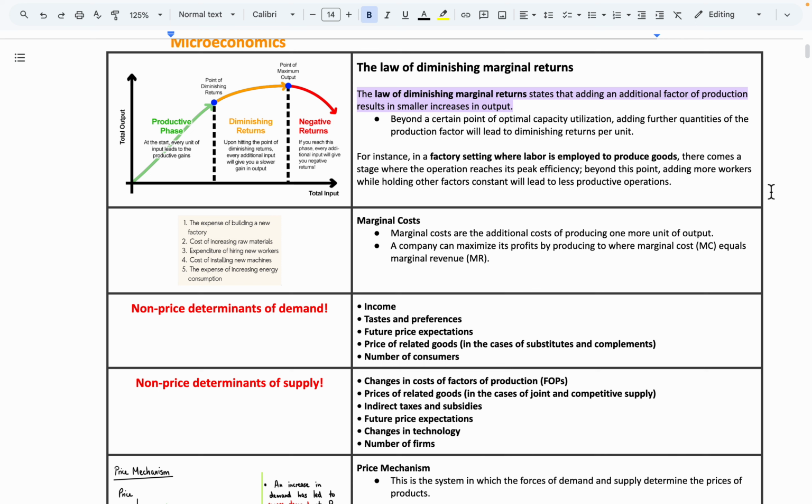Okay, so the first thing I was really confused about was the law of diminishing marginal returns. So this essentially states that adding an additional factor of production, so the FOPs, results in smaller increases in output. So for instance, you're in a factory where you bake cupcakes, where labor is employed to produce these cupcakes. There comes a stage where the operation reaches its peak efficiency. So you're producing so many cupcakes. But beyond this point, adding more workers while holding other factors constant will lead to less productive operations. If you had 7 people working with icing, that would probably decrease your efficiency.